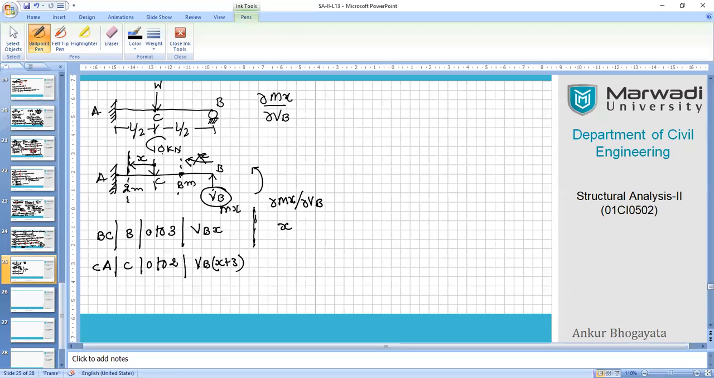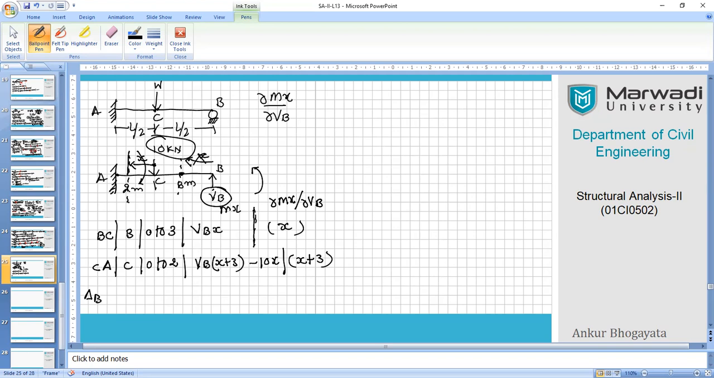And here now you have 10 waiting for us, and it will be a clockwise moment. So I'll be taking it negative, 10 into X, as simple as that. And let's take del Mx upon del VB. So it will be nothing but X plus 3. That's all.